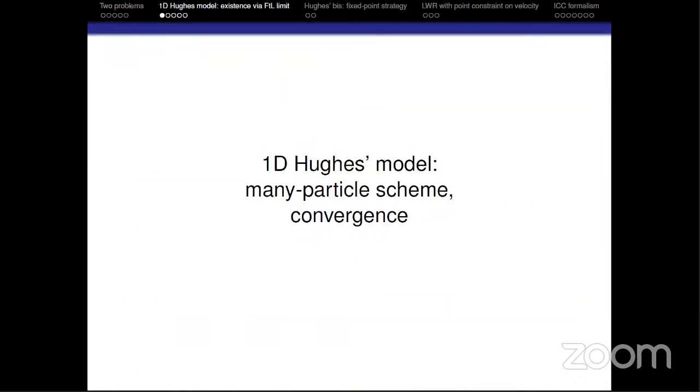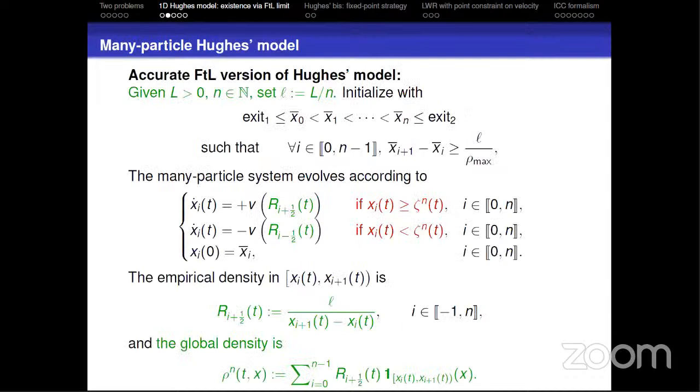Now I go to the Hughes model. The first shot: many particles with the focus on the convergence. So this is a technical transparency. For those who know the LWR FTL approximation, just put here, you have part of the particles which move forward with velocity v, and part of the particles which move backward. And the distinction of the two is according to some turning curve that we call zeta n, and not psi n, which will be important.